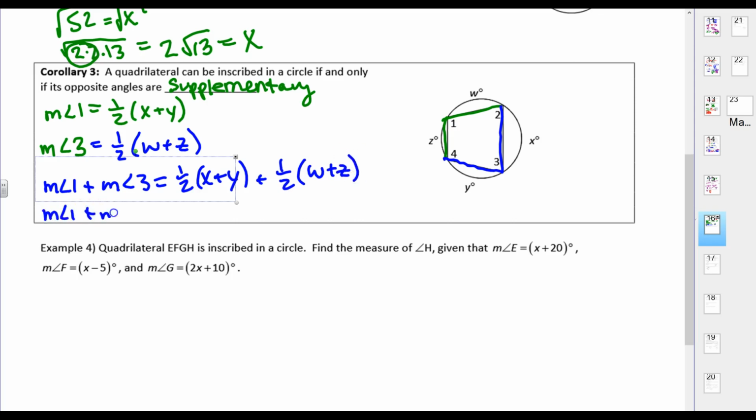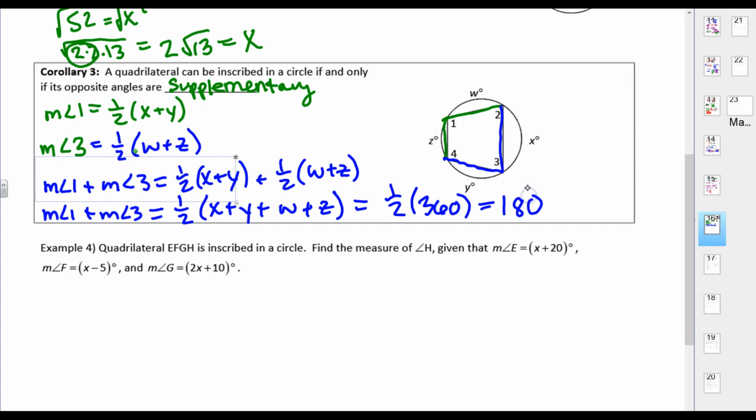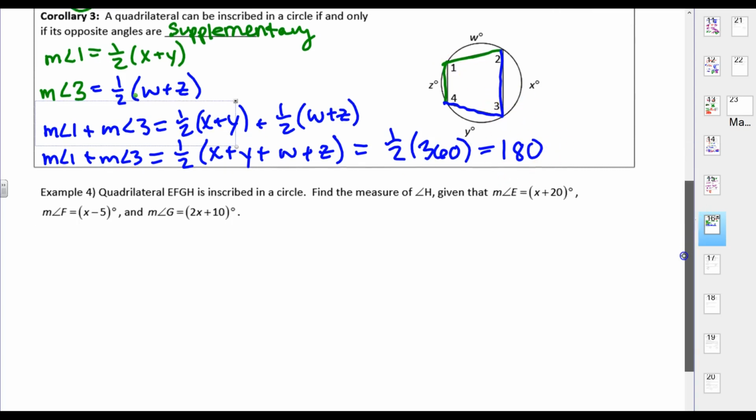which means the measure of angle 1 plus the measure of angle 3, I can factor out the 1/2 since they both have one. I'm left with x plus y plus w plus z. And we know that all of the arcs in a circle must add up to 360. So that's really half of 360 degrees, which means my opposite angles, angle 1 and angle 3, must add up to 180 at the end of the day.